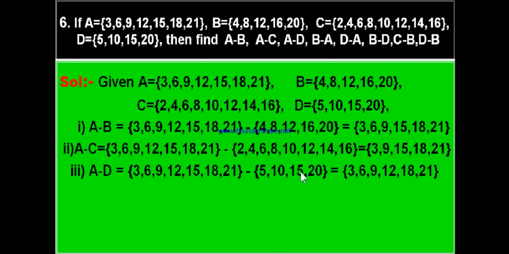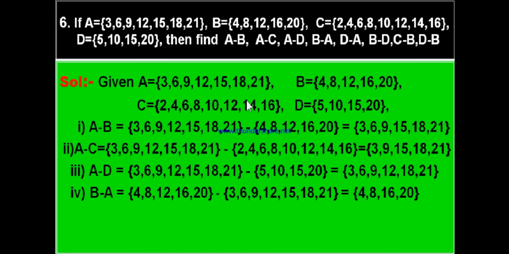9, no 9 here, therefore write 9. 12, there is no 12 in second set, therefore write 12. 15, you can find 15, therefore leave it. 18 and 21 you could not find here, therefore write 18 and 21. So A minus D is equal to set of 3, 6, 9, 12, 18 and 21. And fourth bit is B minus A.